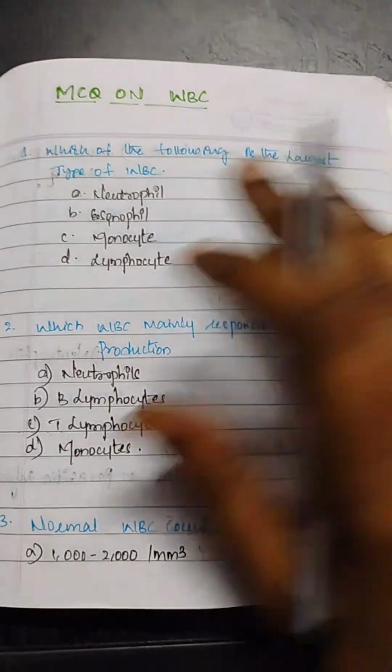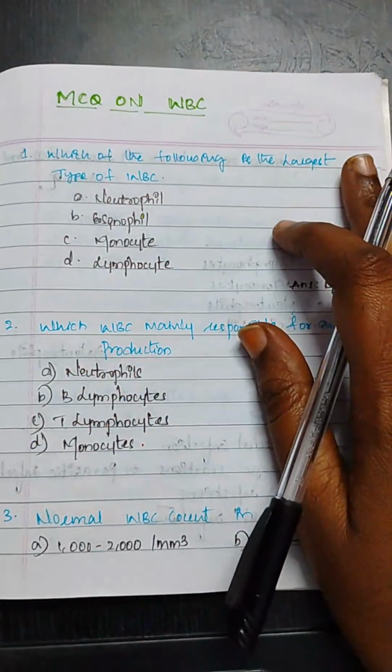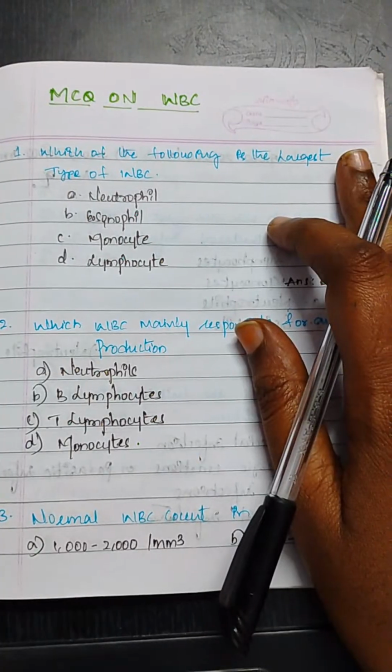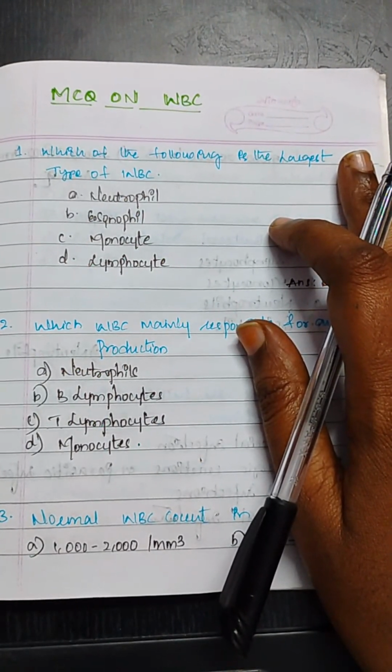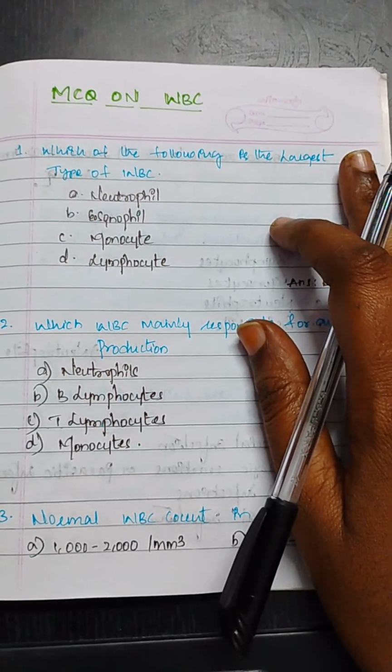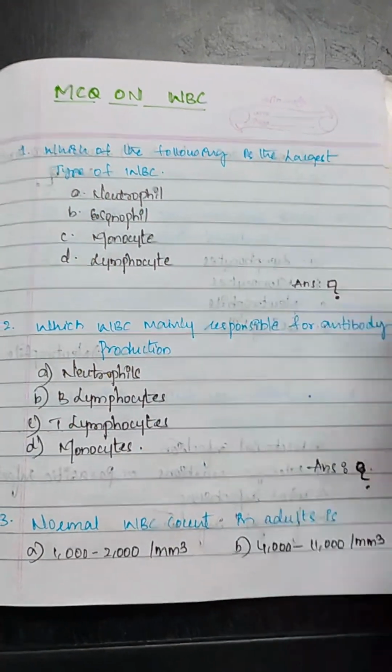On WBC. So in the previous class we discussed MCQs on red blood cells. Now we see MCQs involving white blood cells.